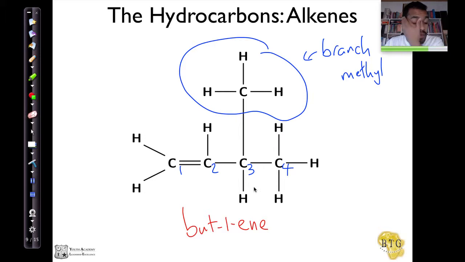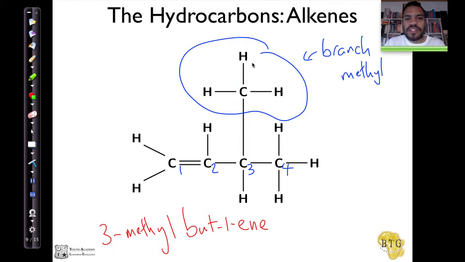Right. But we're not done. We've only named the main chain. We need to actually name this branch, this side chain over here. Well, it's a methyl branch. We already know that, so we can just say it's methyl. Methyl bute 1-ene. But where is that? That's on the third carbon. So 3-methyl bute 1-ene. That's the name over there.